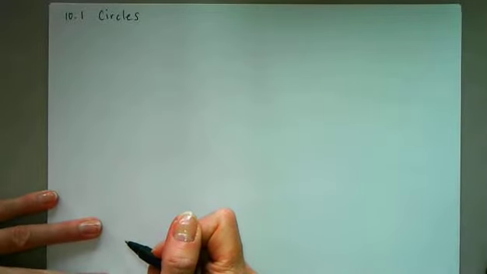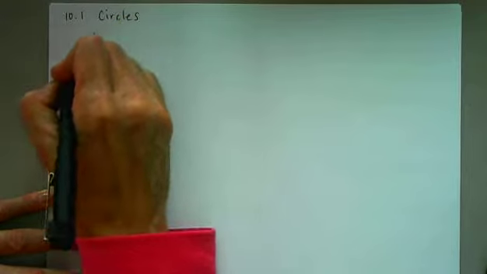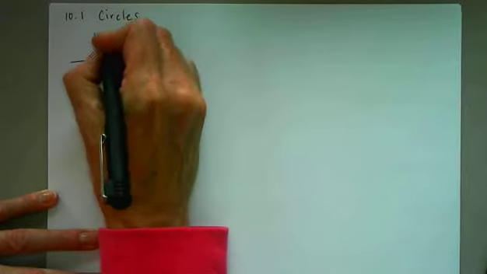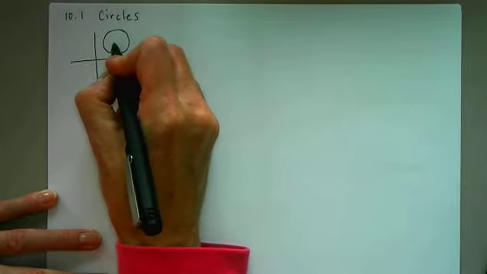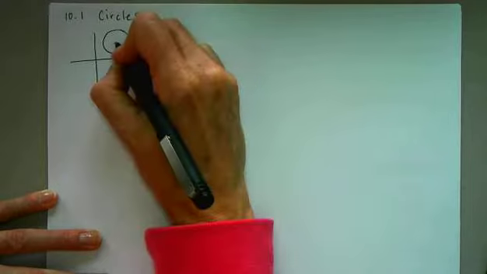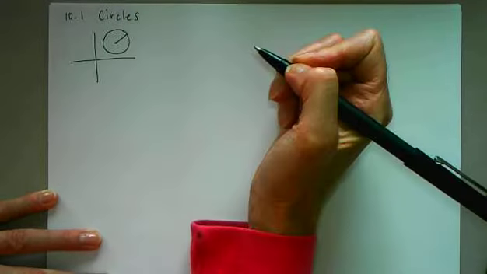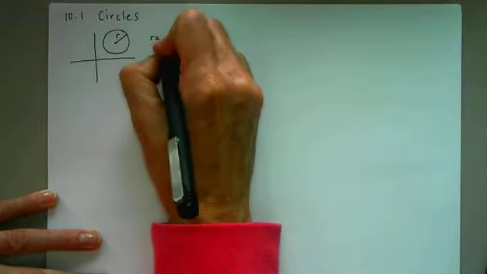10.1 is circles, so let's start and draw a picture of a circle on an XY plane, and hopefully I can draw it semi-round. Now we know that this point in the middle is called the center of our circle, and you might remember that the distance from the center to the circle anywhere is called the radius. So we'll write that down. We have to remember that terminology.